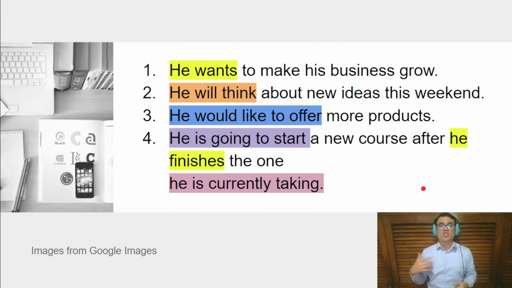Look, number one, he wants to make his own business grow. Simple present to talk about a fact. Yellow, number one, subject he, verb wants. It finishes in s because the subject is he. It is conjugated into the third person singular. Number two, he will think about new ideas this weekend. He will think about the future. This is about an intention that this person has for the future, a future intention. He, subject, will, the modal verb, think. Okay, the verb in base form.